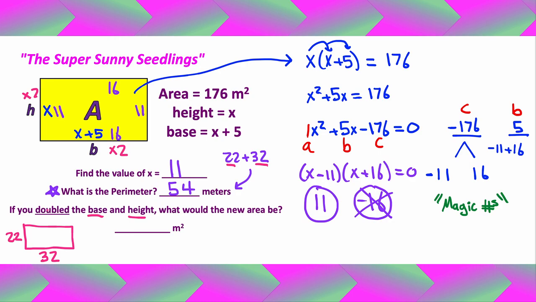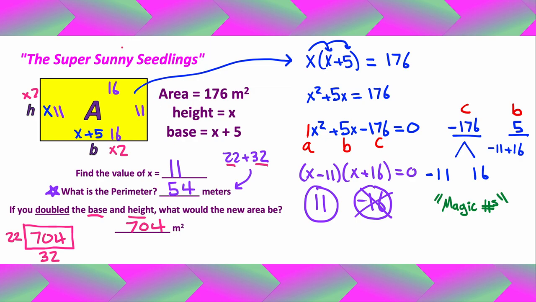So if we take 22 times 32, I don't have it calculated yet. 32 times 22, that's going to be 704. All right, here we go. So you'd say 704 right there.